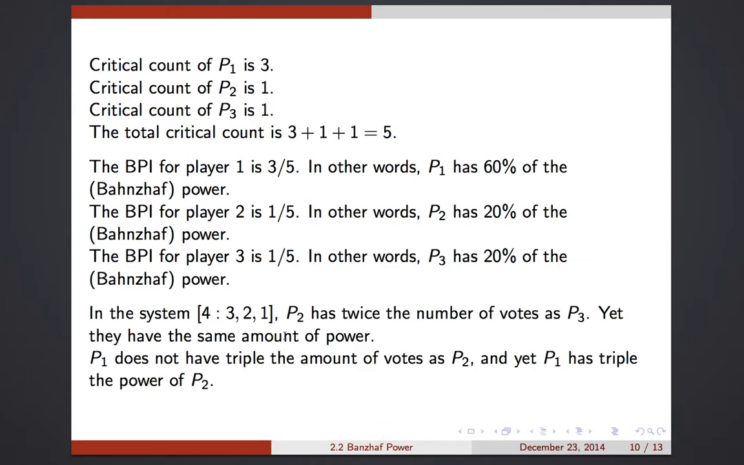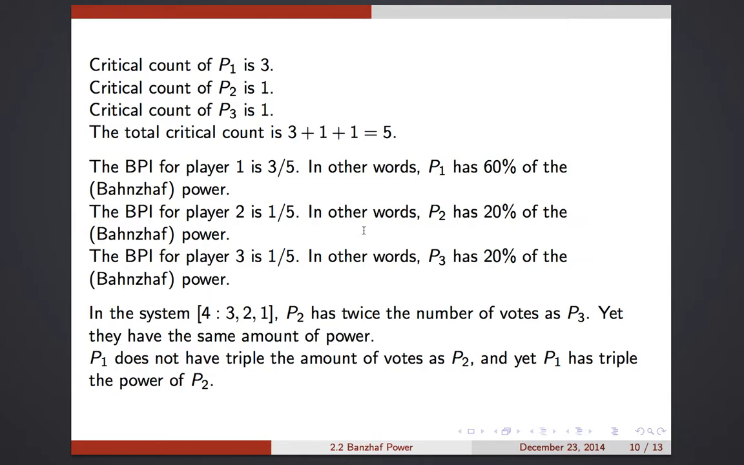So there are a few things that you can think about if you're thinking about what this means. And notice that in this system, 4:3,2,1, player 2 has twice as many votes as player 3, right? 2 is twice 1, and yet they have the same amount of power. So player 2 having double the votes of player 3 doesn't really help player 2 relative to player 3. Their power is the same. And by the same token, player 1 doesn't have triple the amount of votes as player 2, right? 3 is not triple 2, but player 1 has triple the power of player 2. Right, because 60% is triple 20%.